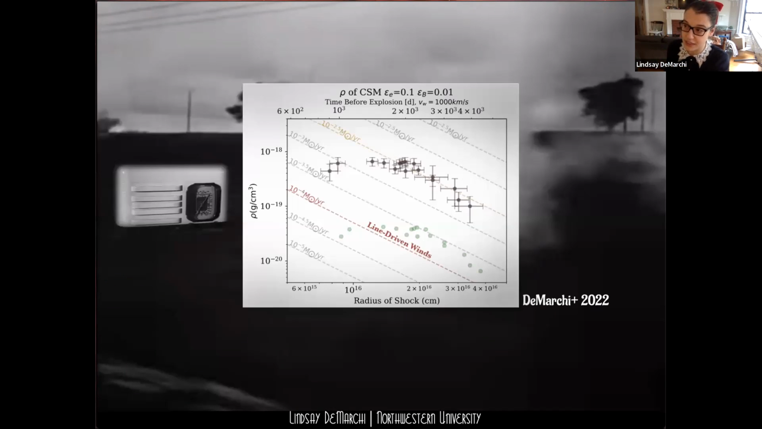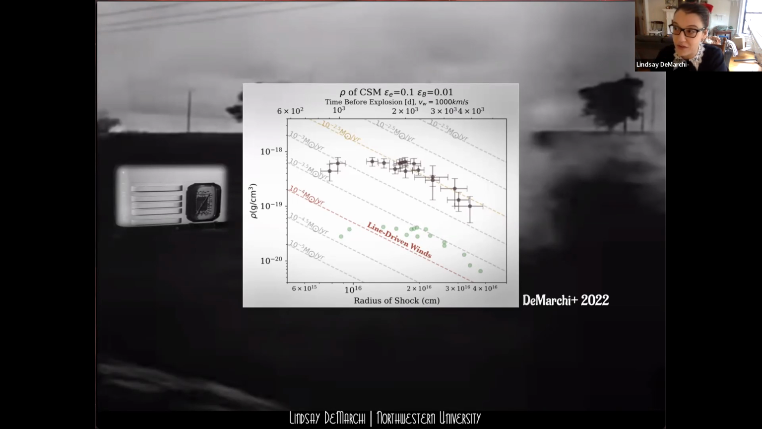And so I come back to this plot now to bring your attention to the very top axis, where I assumed a velocity for that material that went into the CSM. And I said, okay, I've got a distance and I've got a velocity. So what I could do is roll back the clock and figure out how long before the supernova exploded this 2/100ths of a solar mass was deposited in the CSM.